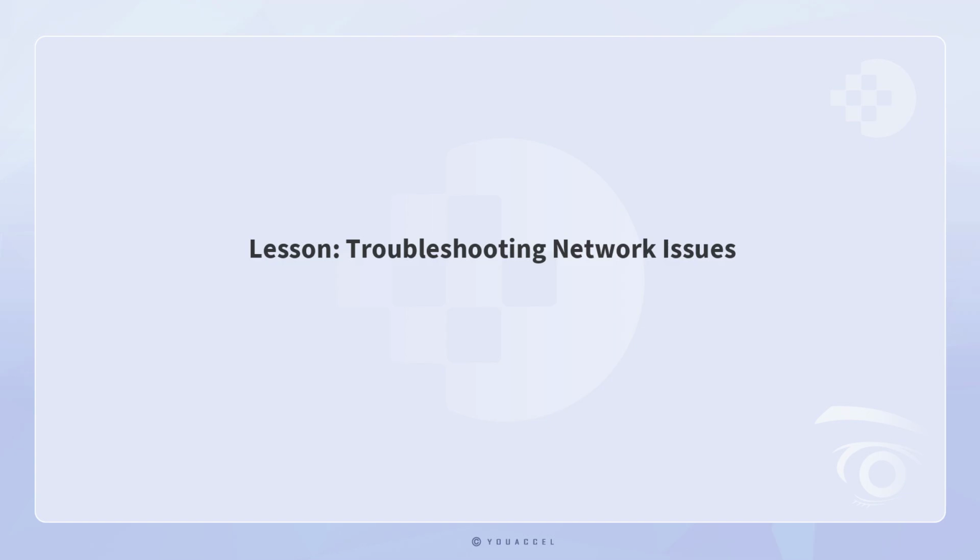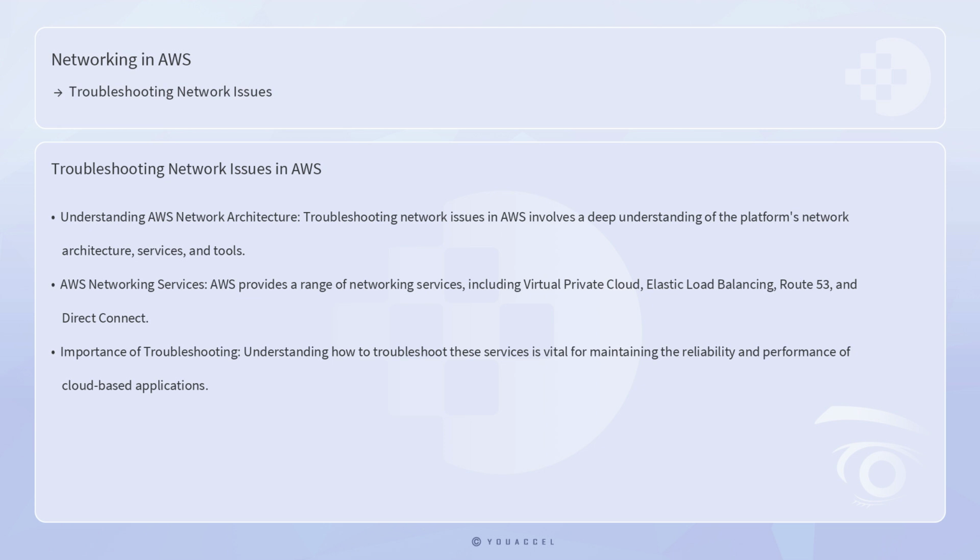Lesson: Troubleshooting Network Issues. Troubleshooting network issues in AWS involves a deep understanding of the platform's network architecture, services, and tools, as well as general networking principles. AWS provides a range of networking services, including Virtual Private Cloud, Elastic Load Balancing, Route 53, and Direct Connect. Understanding how to troubleshoot these services is vital for maintaining the reliability and performance of cloud-based applications.